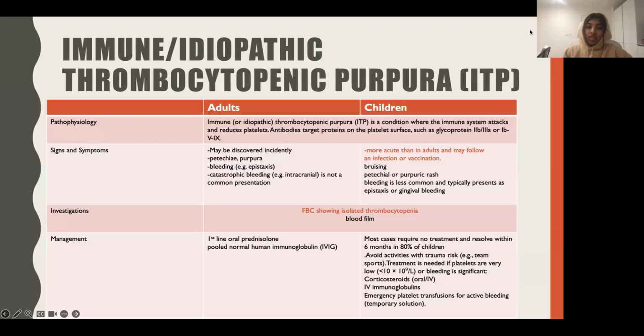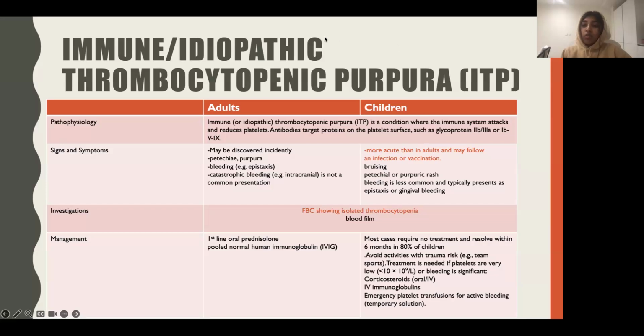The signs and symptoms in adults: it can be discovered incidentally, hence the lady had no symptoms. You could be normal and then it just shows up. Or it can have petechiae or purpura, as in the name, so you can present with those rashes. You can obviously have any bleeding, but catastrophic bleeding is not a common presentation.